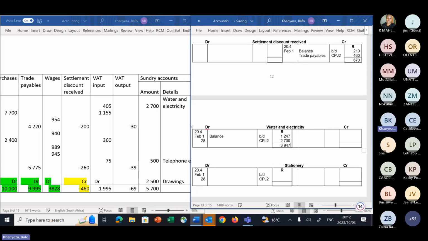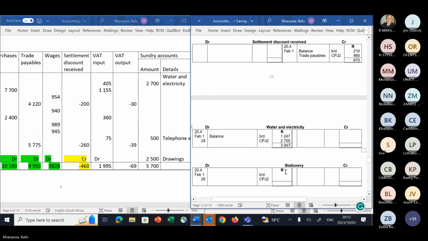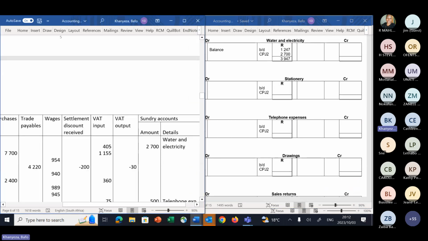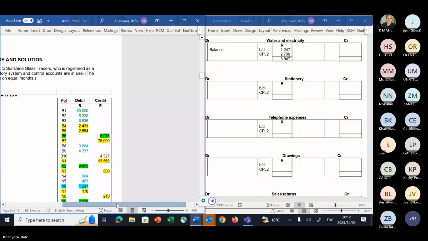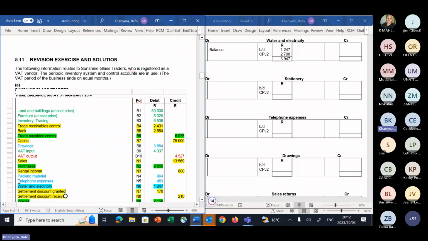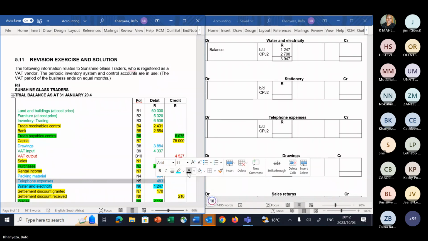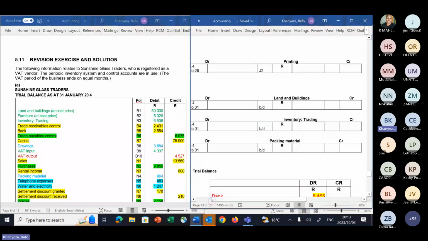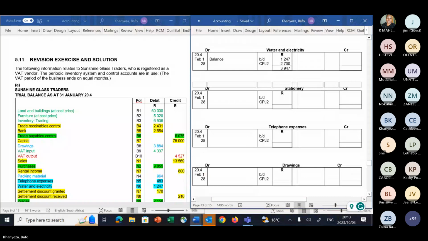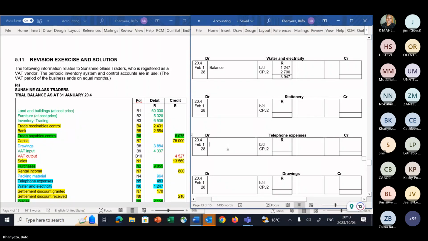Then we're going to have telephone expenses. Let's start with the balance. Where was the balance? Telephone expenses, here it is. It's 483. The balance we were having was 483 telephone. It's a debit side. 483.